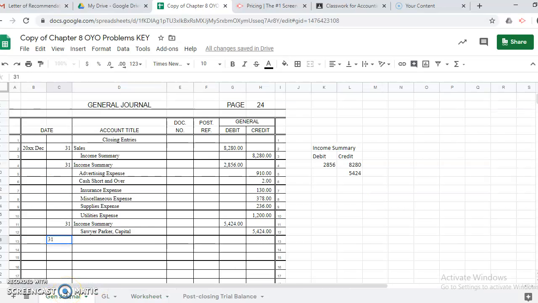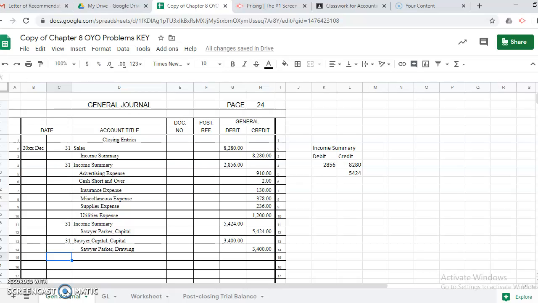So here I would have Sawyer Parker, capital as my debit. Then I would have Sawyer Parker, drawing. Make sure you don't just let that autofill. It can't be capital, it's got to be drawing there. So we would credit that.